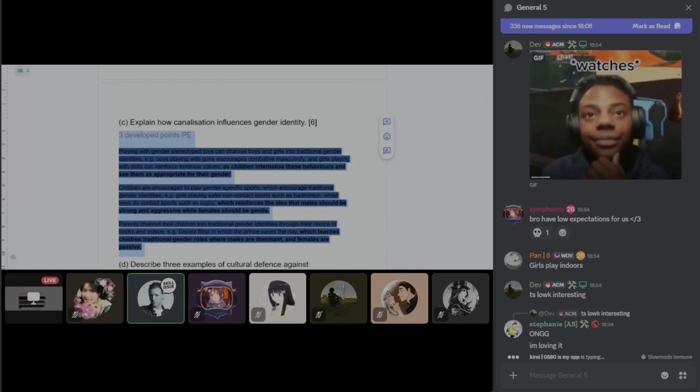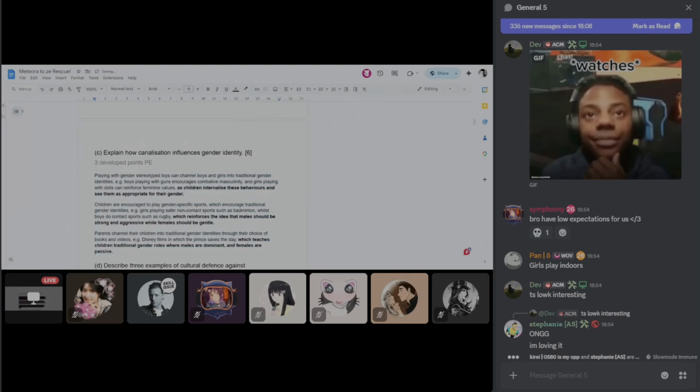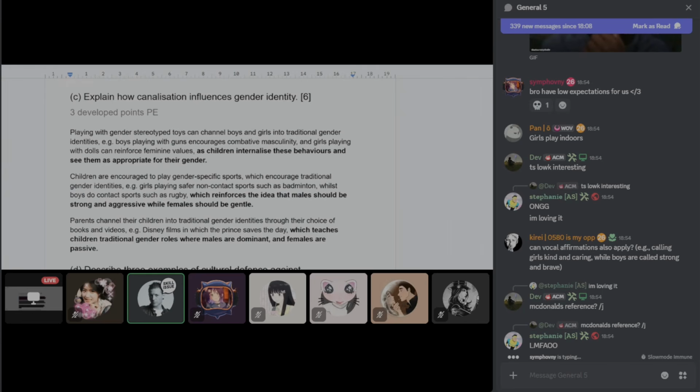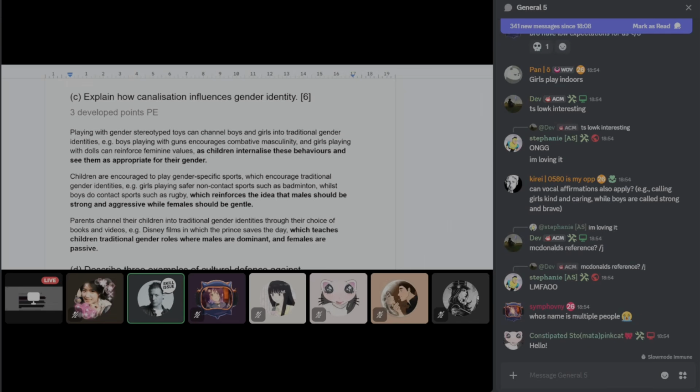Okay, first, playing with gender stereotype toys can channel boys and girls into traditional gender identities. For example, boys playing with guns encourages competitive masculinity, and girls playing with dolls can reinforce feminine values, as children internalize these behaviors and see them as appropriate for their gender.